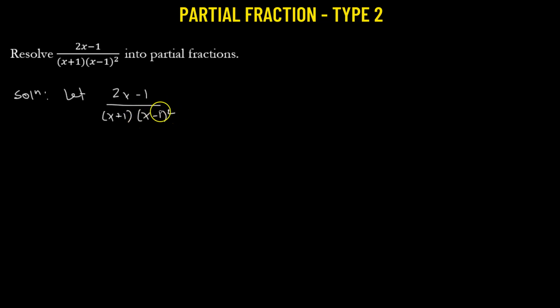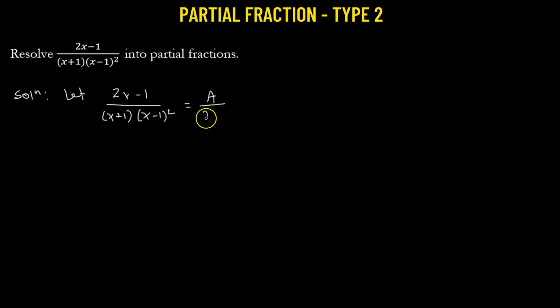How many factors are there in the denominator? We have 3 factors. The first one being x plus 1. Here x minus 1 is repeated twice, so we have 2 factors, x minus 1 and x minus 1 squared. So the rule is to have 3 partial fractions.